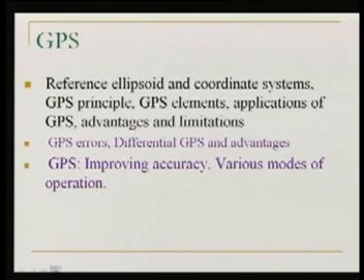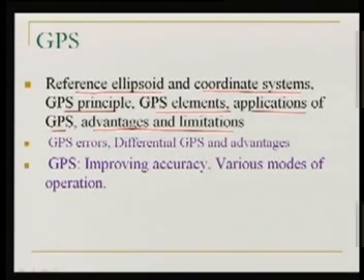Well, in GPS, in our first lecture today we will be talking about the reference ellipsoid, because in talking about the GPS we should know about the reference ellipsoid, because the GPS observes or measures the coordinates using one ellipsoid, and then a little bit about the coordinate system. Then we will be looking into the principle, the elements, applications of GPS, and advantages and disadvantages of it. So we begin with the GPS now.